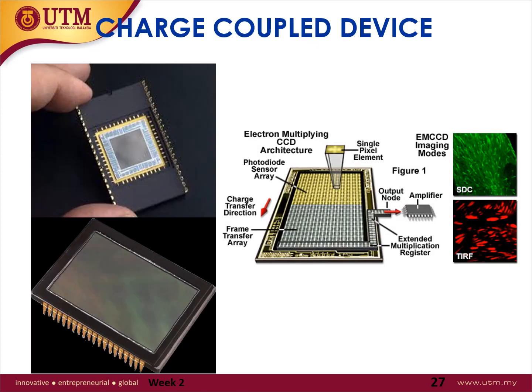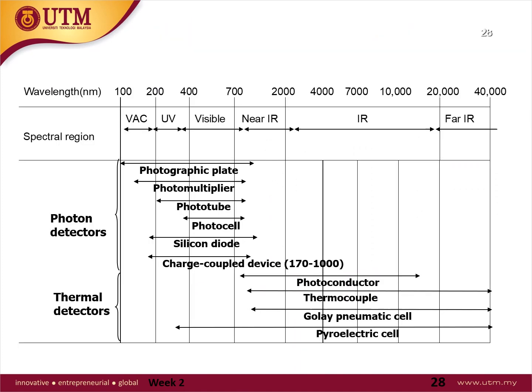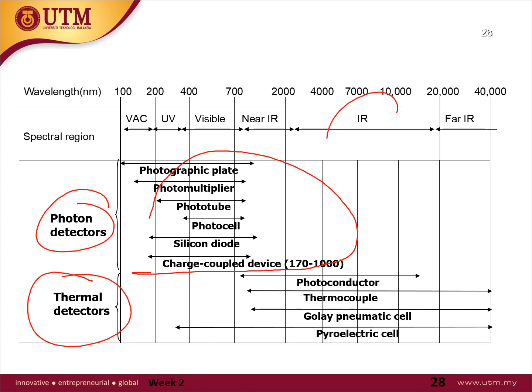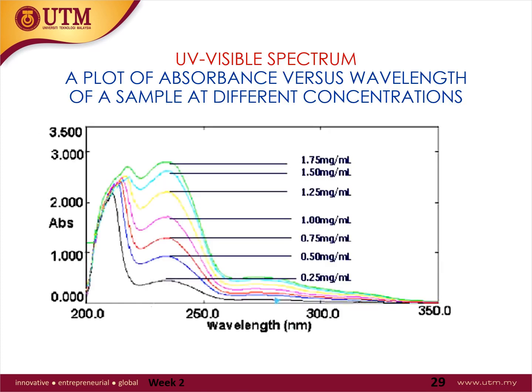This is the charge coupled device. This is basically a semiconductor device, okay, made up of a sensor array over here, silicon wafer, everything. So this is the part. So it is actually charging the coupled device multiple times. So this is the summary of the detectors. Photon detectors is this one, the one that we discussed, while thermal detectors is used mostly for IR and far IR. Okay, so this is the UV visible spectrum.